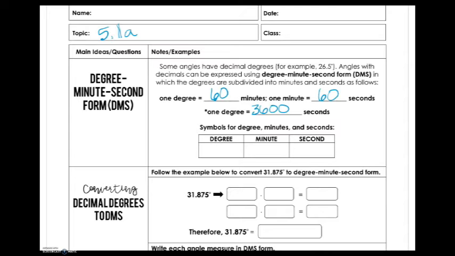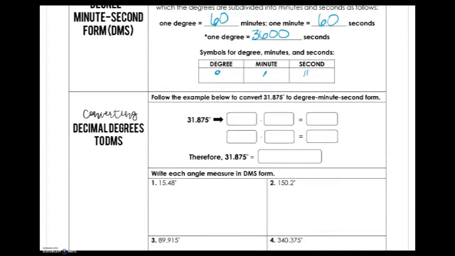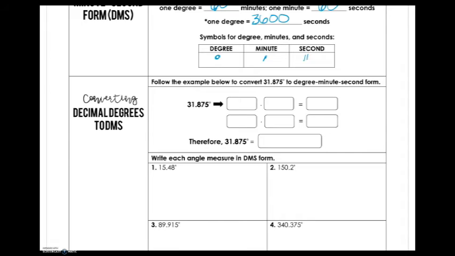The symbols for degrees, minutes, and seconds. So degrees is what we already know. You put the little circle at the top, and then minutes is 1 apostrophe and seconds is 2 apostrophes. Okay, and that's important to know because you don't always have to have all the units. You can have 1 degree and 4 minutes, and you would need to write the correct symbols. So following the examples, we're going to make conversions.